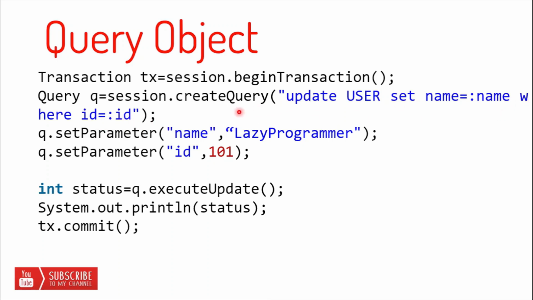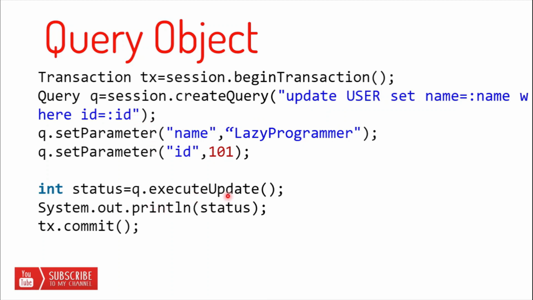So now we need to set these parameters as well for the query. To do that, we have q, the instance of Query, q.setParameter, name is the first parameter that we have, and what value we want to update. So here we want to update name as lazy programmer, and where we want to update, that is the second parameter. So for id, we are assigning id as 101. Once this assignment is done, using query.executeUpdate, we can execute this specific query which we have created in the database.